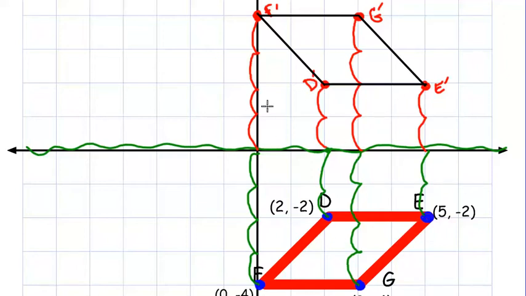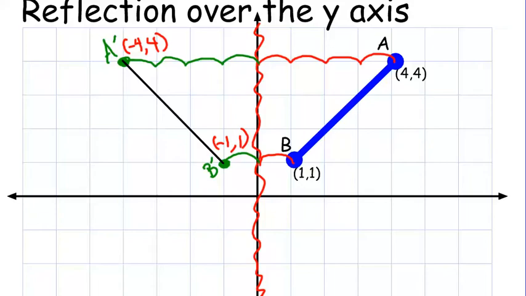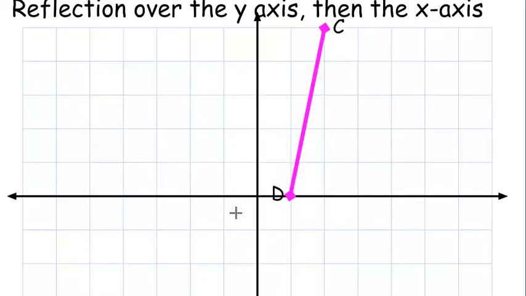Now, you can erase these pencil marks here if you would like to, or keep them so you can see how we got that. So we just did a reflection over the x-axis, and then our previous one was over the y-axis. Now, sometimes we'll be asked to do both. This one, we are going to reflect over the y-axis, then the x-axis.